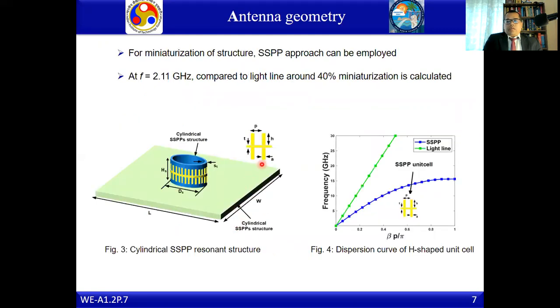First, we have analyzed the unit cell of the cylindrical SSPP structure. This is the cylindrical SSPP structure. The unit cell is in the form of an H shape. When we plot the k-beta diagram, we observe that the k-beta diagram for the proposed SSPP structure is below the light line. This green line is the light line. It is below the light line, so we have slow wave propagation here. And it's a well-known fact that if we have slow wave propagation, we can do size miniaturization. So we have observed that at a frequency of 2.11 gigahertz, 40% size miniaturization is possible.